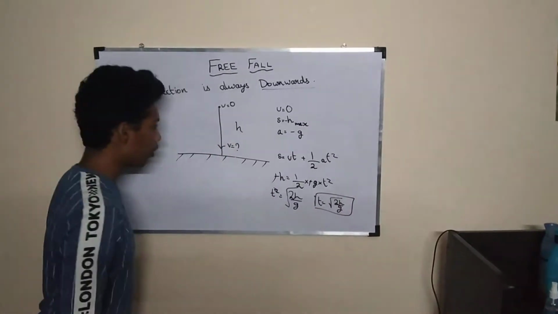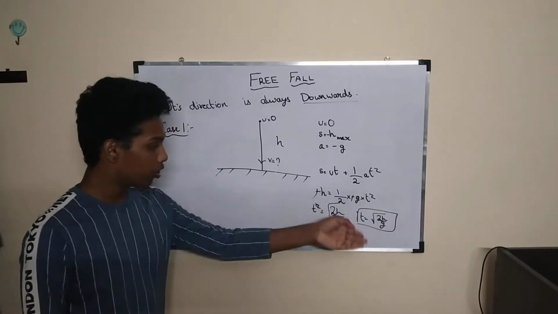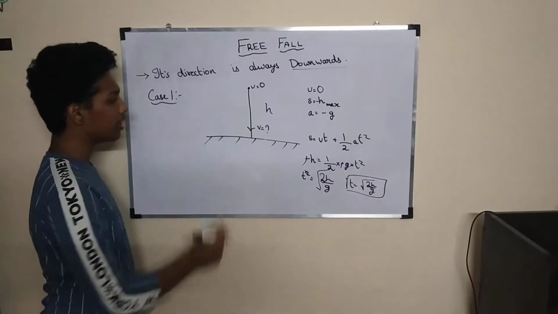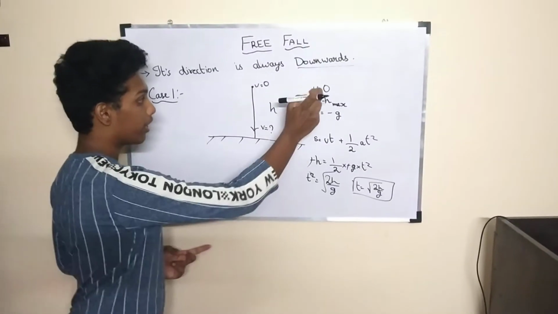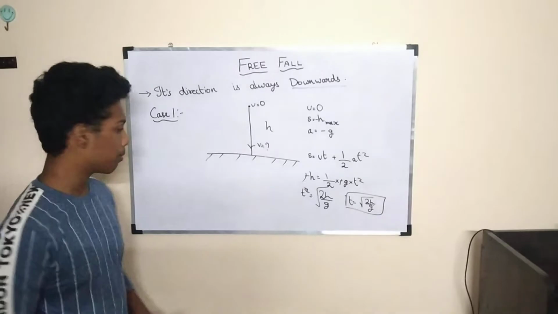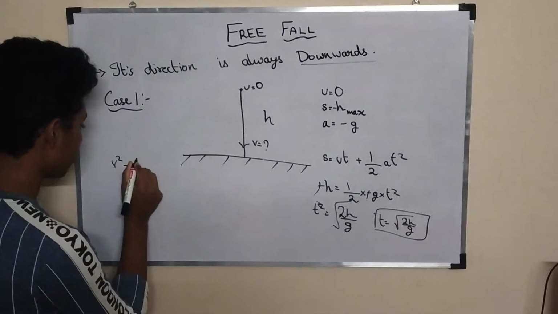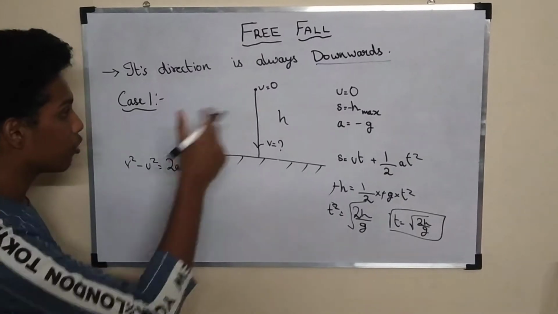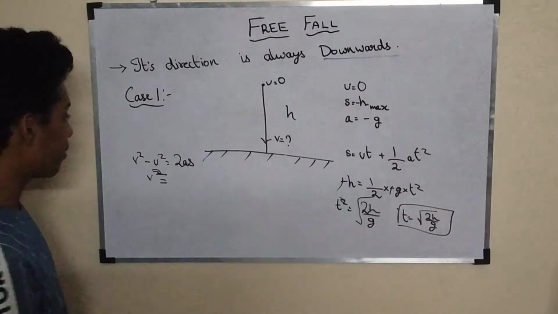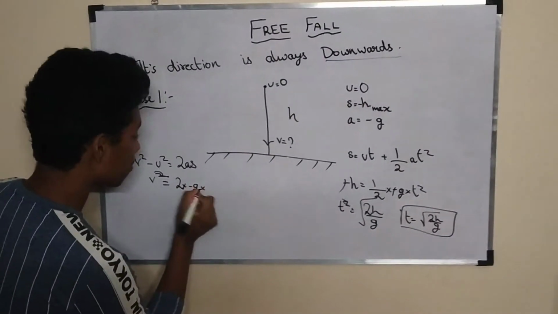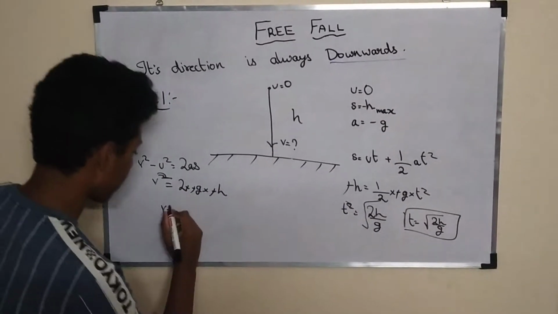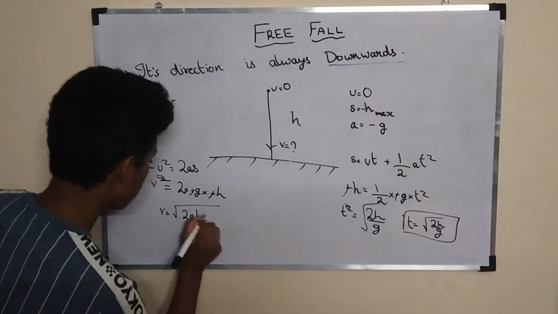So the time taken for a body in free fall to reach the ground is root 2h by g. Now let us try to find the velocity. You can find the velocity using the first equation of motion, because we have initial velocity, acceleration as well as time, or you can use the third equation of motion, v square minus u square equals 2as. Let's try with the third equation of motion. u square gives 0, so v square is equal to 2as, 2 times minus g times minus h. The minus signs cancel, so v, taking the root, is root 2gh.